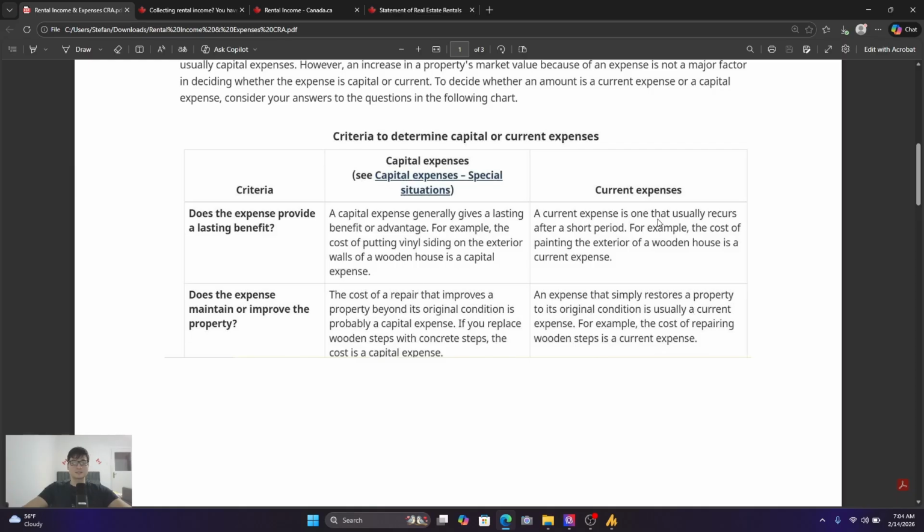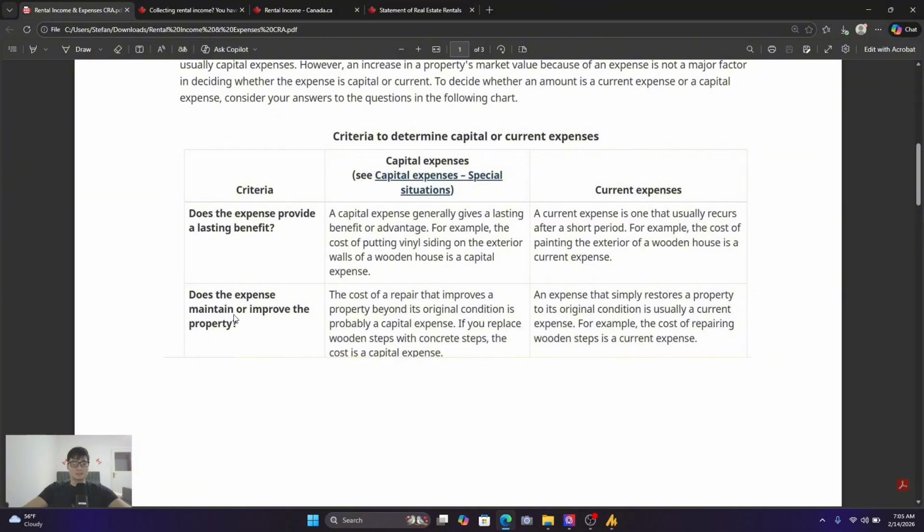A current expense is one that usually recurs after a short period. For example, the cost of painting the exterior of a wooden house is a current expense. So if you had to repaint the home, that would be a current repairs and maintenance expense. You deduct a whole 100%. If you are putting vinyl on the outside of the house, that is capital. It'll improve the lifelong lasting benefit of the home.